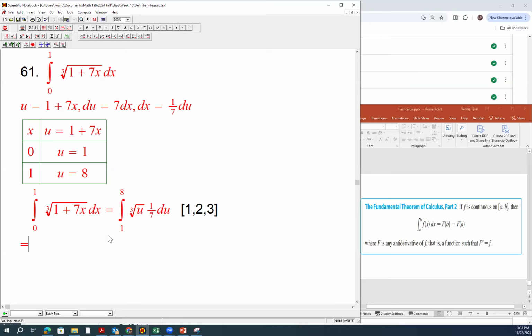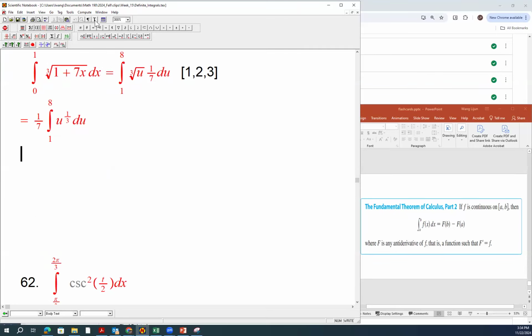Equals, so next there's going to be some simplifying. Usually there's not too much issue, but just make sure you do it. Take your time and do it properly.